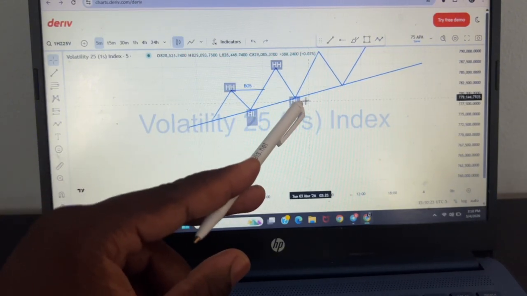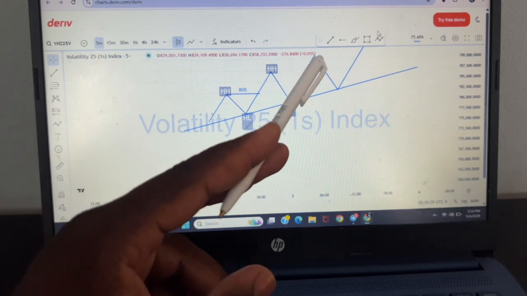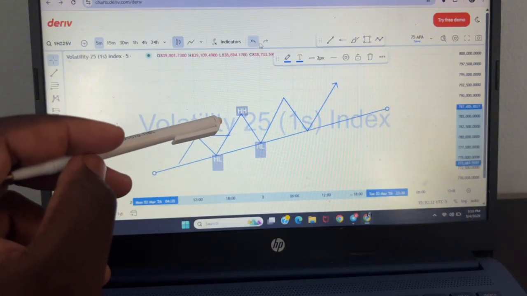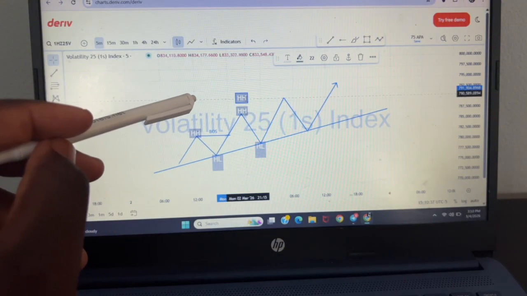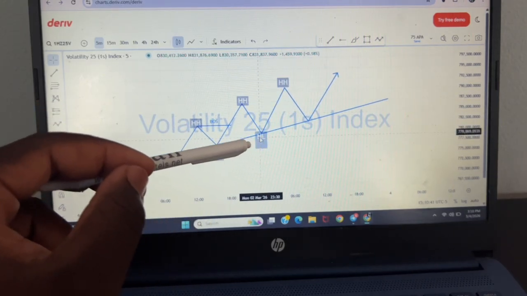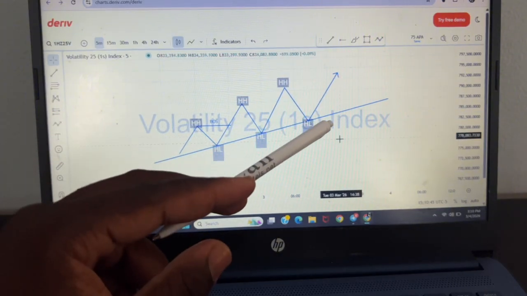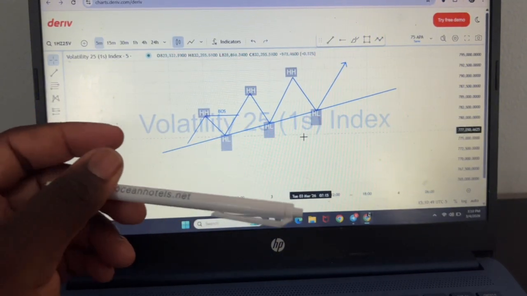It doesn't break past this trend line, so it gives you the momentum that the market will be going up further. It pushes up again and gives you this higher high right there, then pushes down and gives you that higher low right there. That confirms the market is in an uptrend, and you're only going to look for buying opportunities.